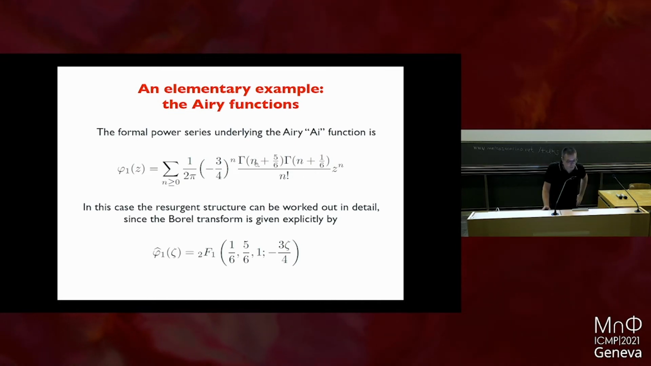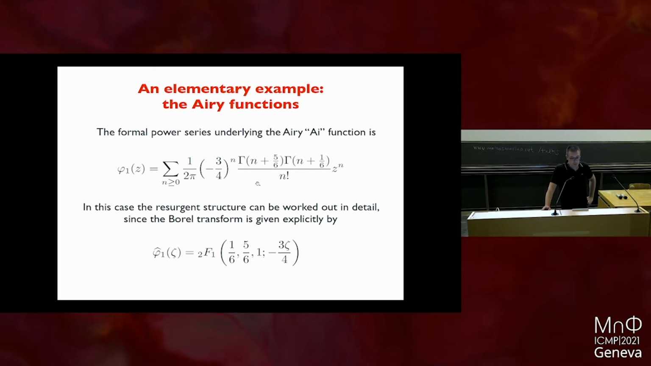You see here you have gamma functions, which grow like n factorial. So you have here n factorial times n factorial divided by n factorial. So the coefficients of this series actually grow like n factorial, and this is actually an example of a Gevrey-1 series, a relatively simple example.